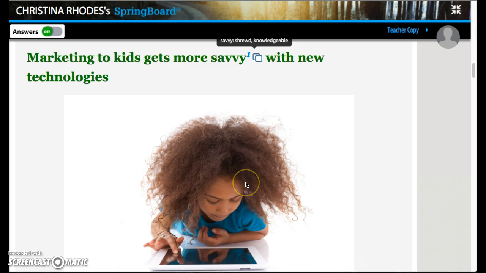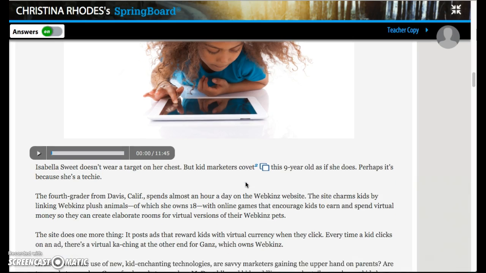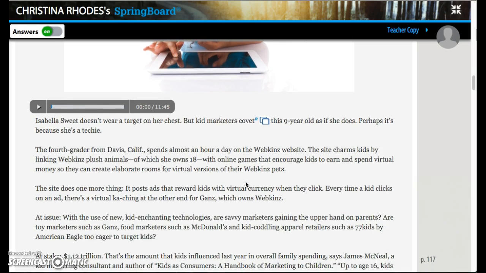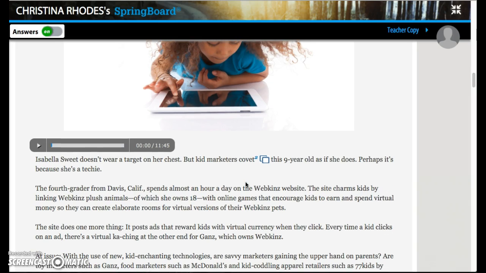Okay, so here's the article. My online version does allow for an out loud reading, so I am going to read 116 with you, and then you are going to read 117, 118, and 119 with a partner. All right, here we go. So we are reading paragraphs 1, 2, 3, and 4.